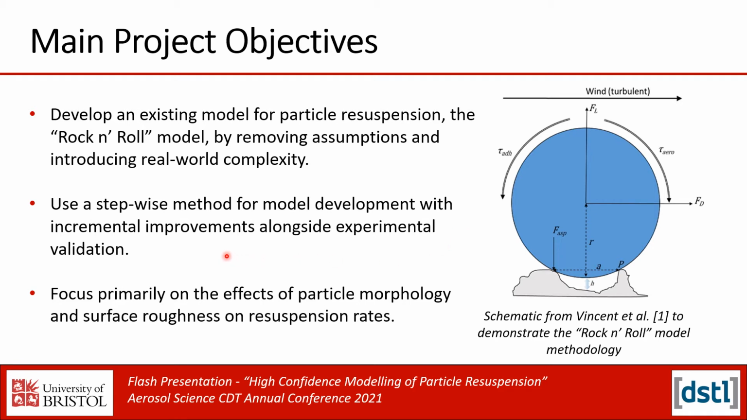And so to improve this model, we're going to use a stepwise method where we have some prior experiments to understand resuspension a bit better, and hopefully use some new knowledge to incrementally improve the model. And after each new addition to the model, we're going to experimentally validate it to ensure that it keeps giving reliable results. And our initial focuses are going to be on trying to add different particle morphologies to the model, so not just using spherical particles, and also look at how surface roughness can affect the resuspension rates.